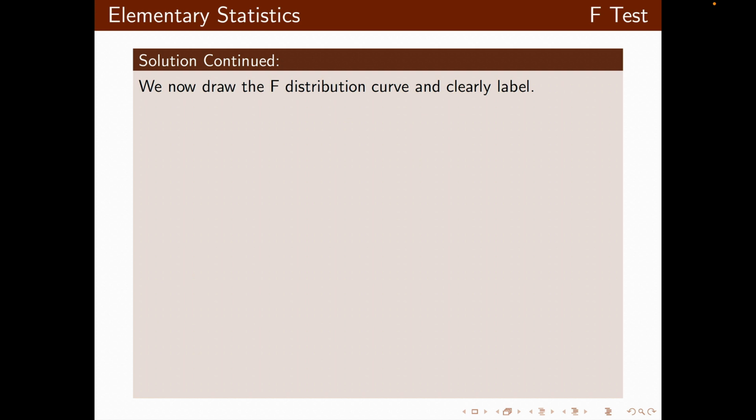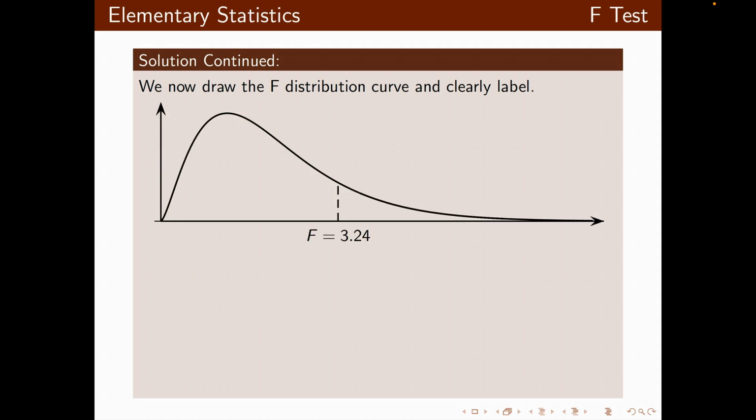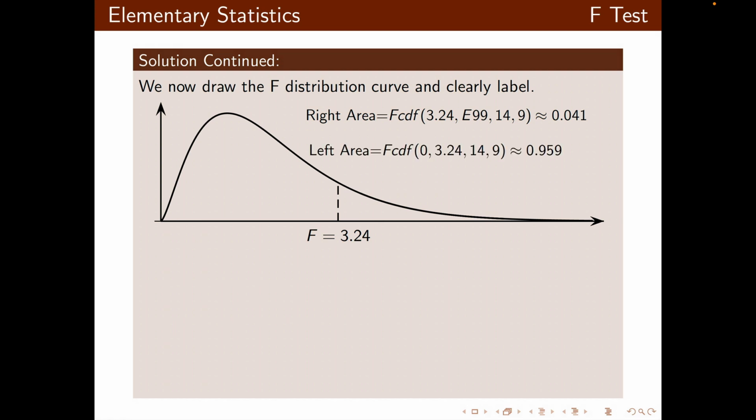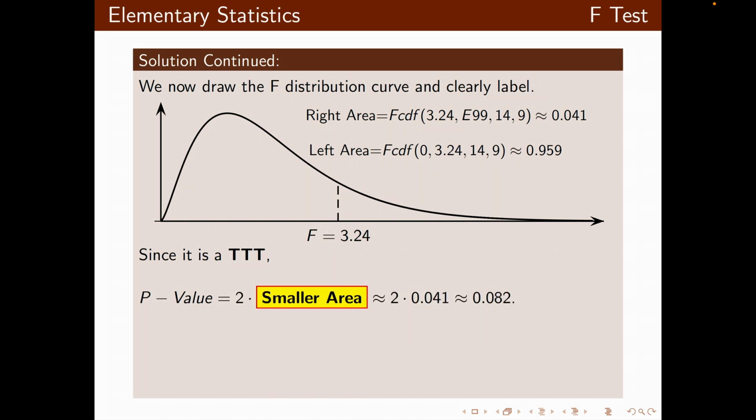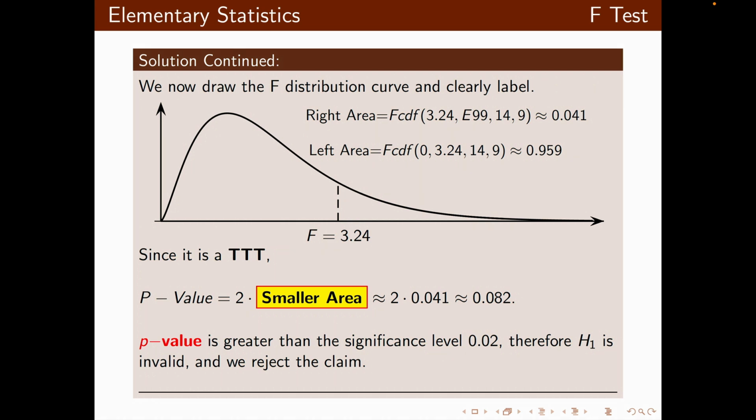Now we're going to draw F distribution curve and clearly label. Find the right area using FCDF. Find the left area using FCDF. Again, it's a two-tail test, so p-value will be twice of the smaller area, so the p-value here is 0.082. Now p-value is greater than the significance level, therefore H1 is invalid and we reject the claim.